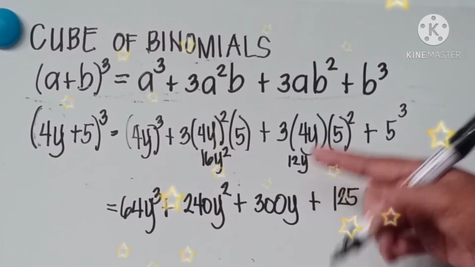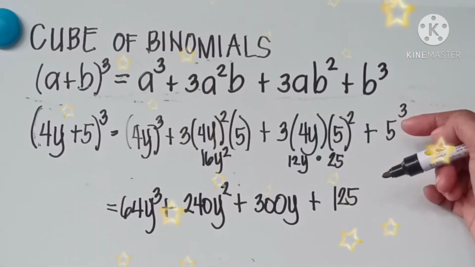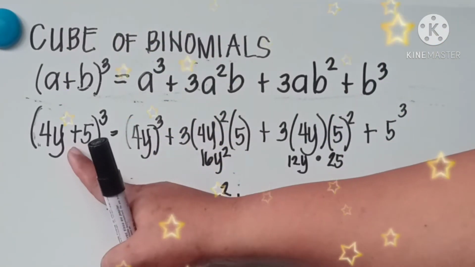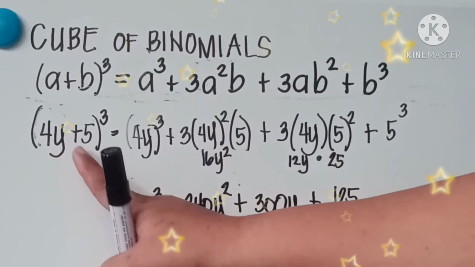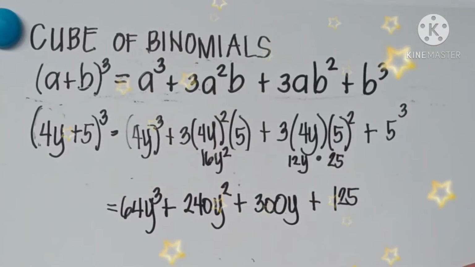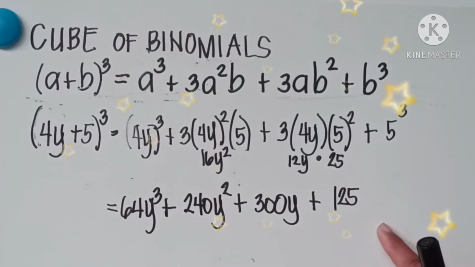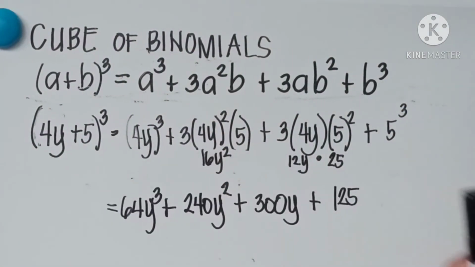Okay. So, yung first three examples natin, ang sign between the terms of the binomial is positive. What if ang sign between the terms is negative? Okay, tingnan natin kung ano yung magiging result. So, pag positive ang sign, all the signs sa product ay positive. So, let's see if negative ang nasa gitna.